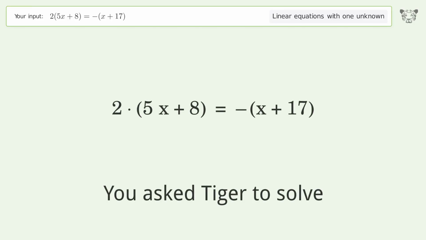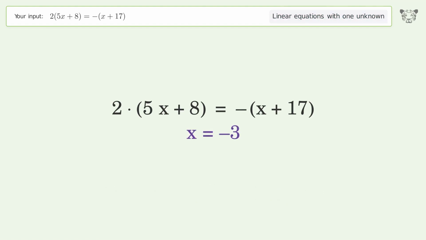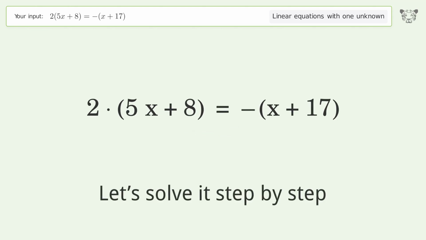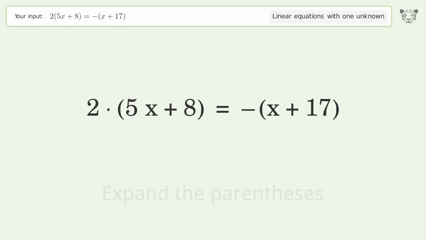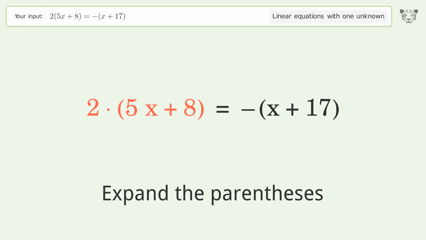You ask Tiger to solve. This deals with linear equations with one unknown. The final result is x equals -3. Let's solve it step by step. Simplify the expression. Expand the parentheses.